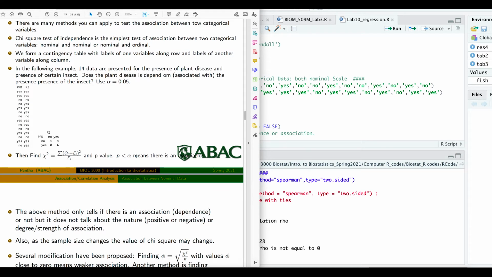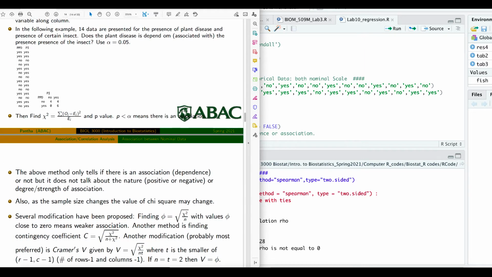Okay, so to find the chi-square, we do observed minus expected, squared, divided by expected, and sum that. So we need to find the observed and expected for each of those, and then you do that. And the p value: p less than alpha means there is an association. The above method only tells if there is an association. So you can measure the association, or the independence and dependence, of one versus the other by using that method.